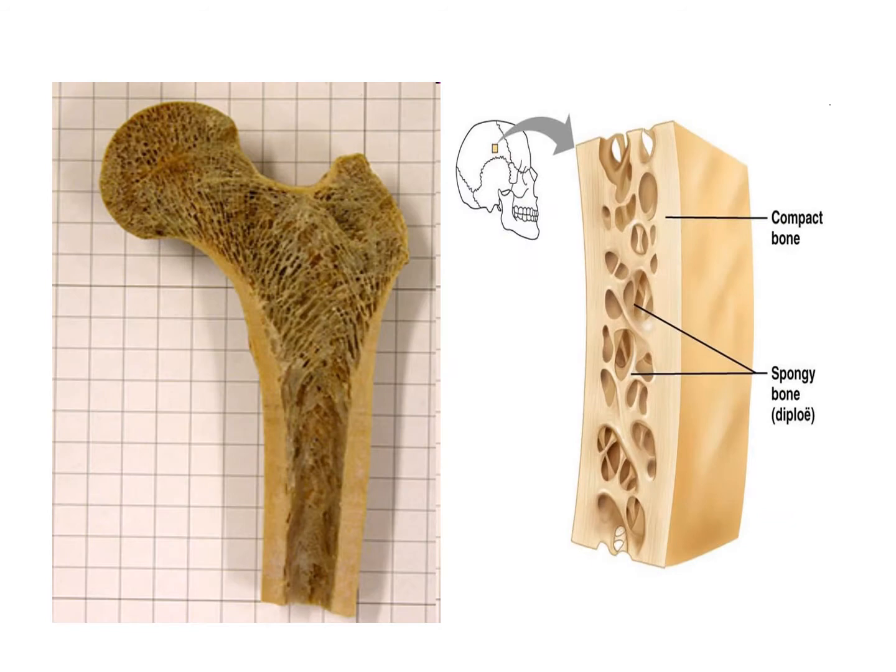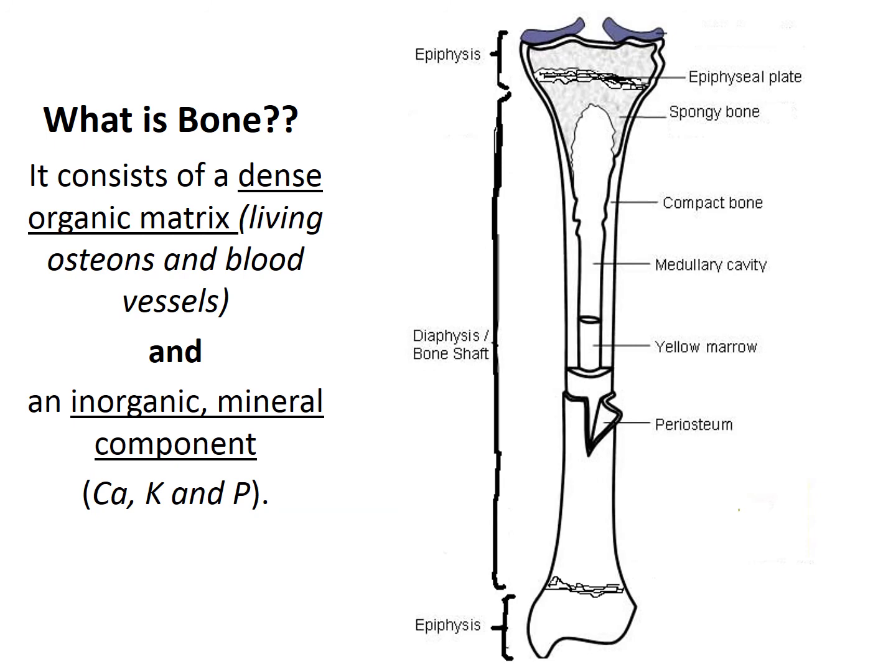Here's a look at the spongy tissue in the head of an adult femur, and we've also got compact bone and spongy tissue in a skull bone. When we talk about bone, bone has a dense organic matrix: living osteons, so osteocytes, osteoblasts, osteoclasts, and blood vessels, as well as inorganic minerals: calcium, phosphorus, potassium.